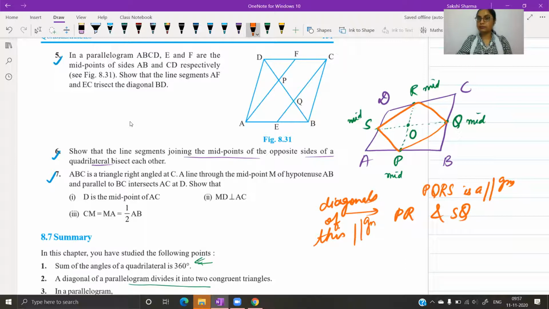Is that correct? Yes, ma'am. And what do you know about the diagonals of a parallelogram? They bisect each other. And since PR and SQ are the diagonals of a parallelogram, they will bisect each other, which will prove the required result here.